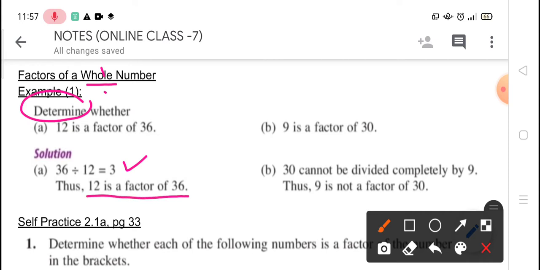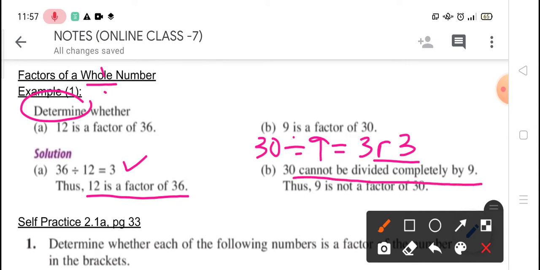How about example B? Is 9 a factor of 30? So what should we do? We perform division. 30 divided by 9. So what do we have here? We have 3 remainder 3. The remainder means balance. It means 30 cannot be divided completely by 9. Since 30 can't be divided completely by 9, we can make the conclusion that 9 is not a factor of 30.